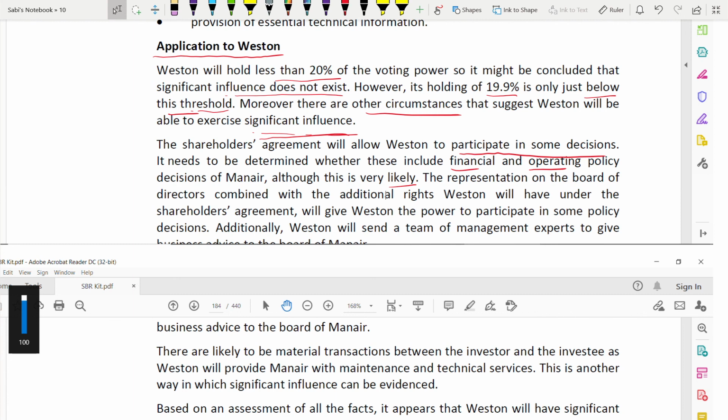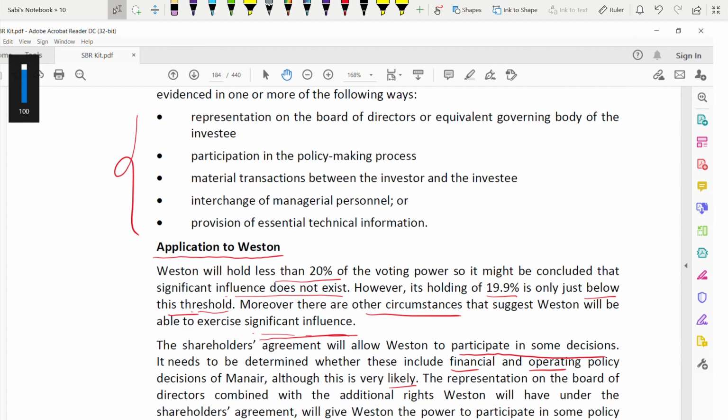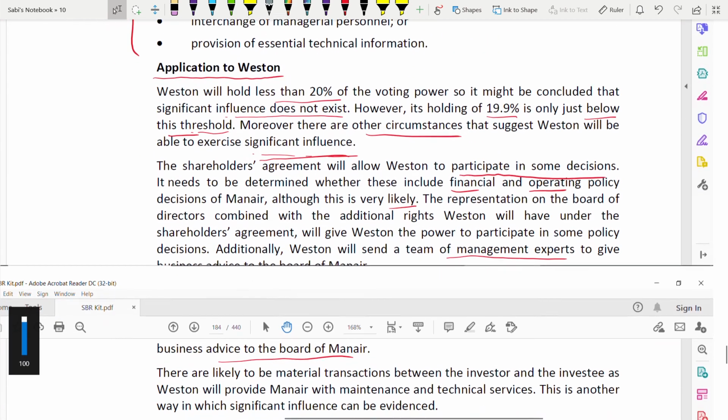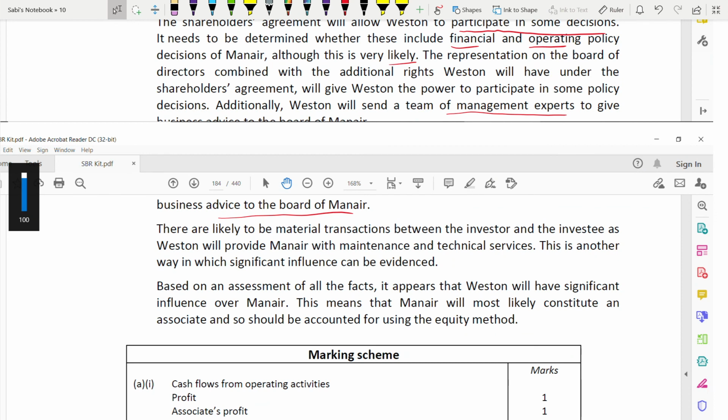Additionally, Weston will send a team of management experts to give business advice to the board of directors. He will send a team of management experts to give advice to the board. How are you applying? You are applying all these points. Each one, you are seeing from each circumstance. Okay. You can give it in 2, 3, 4, 5 paragraphs.